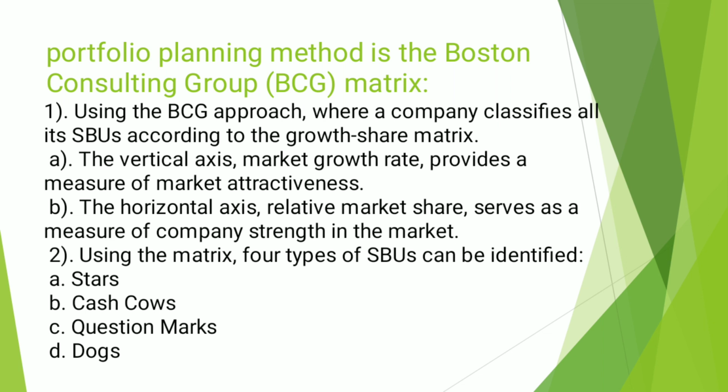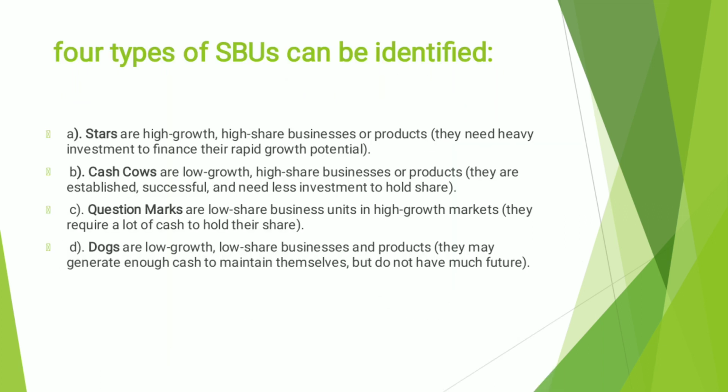The horizontal axis is relative market share, serving as a measure of company strength in the market. Using the matrix, four types of SBUs can be identified: stars, cash cows, question marks, dogs. Stars are high growth, high share businesses or products that need heavy investment to finance their rapid growth.